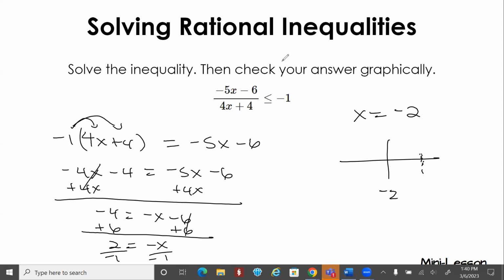So if we plug in 1 into this inequality, I'm going to do this in a different color. We're going to have -5 times 1 minus 6 over 4 times 1 plus 4. And we're trying to check and see if it's equal to or less than -1. So when we simplify this, it's going to give me -11 divided by 8. Is negative 11/8 less than or equal to negative 1?